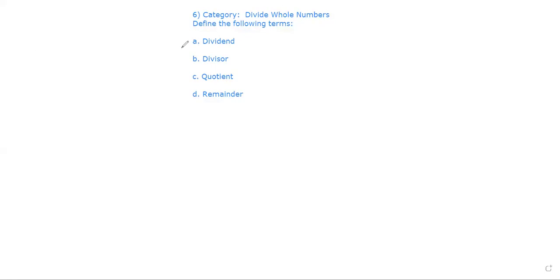Let's say I have 5 divided by 2, and that's going to be equal to 2.5. So each part of this problem has a name, just like the body has arms and legs. The part that's being divided, the number you want to divide, is this number right here. You're dividing this by 2. This is called the dividend.